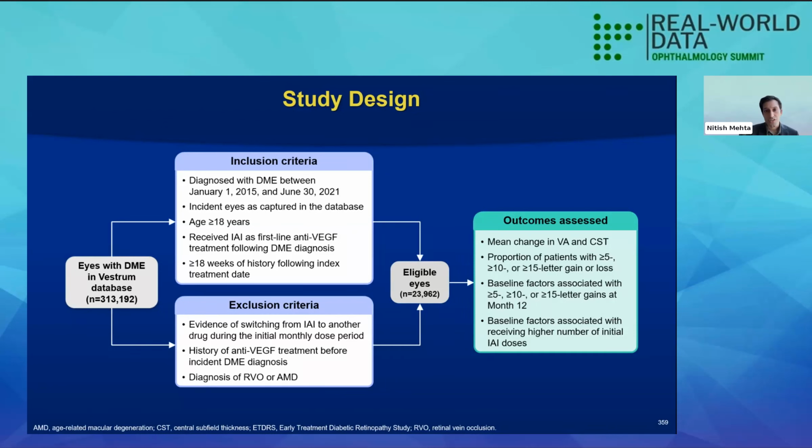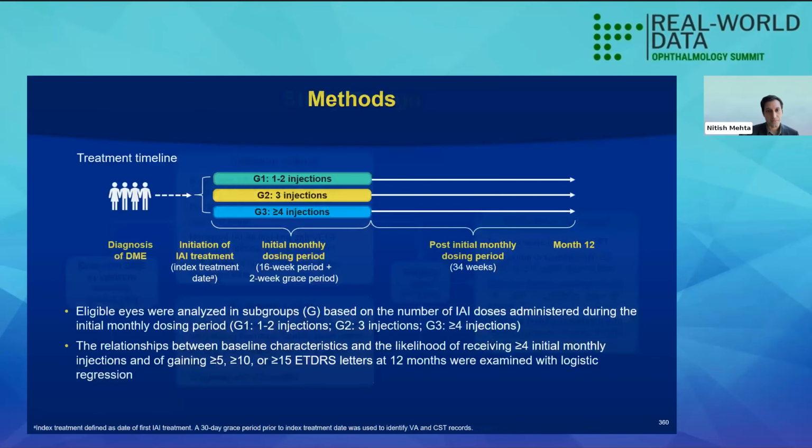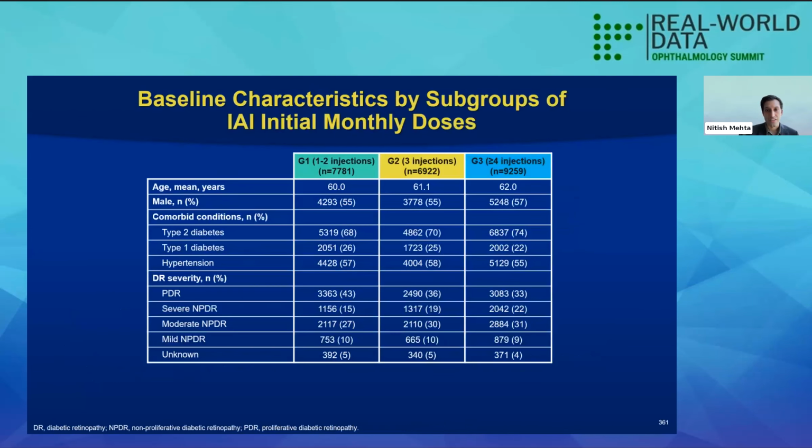The outcome measures were changes in VA and CST, the proportion of patients in our common vision gain and loss categories, and we looked for baseline factors associated with receiving different numbers of these initial doses. To facilitate the analysis, the cohort was divided into 3 subgroups: those that had received 1 to 2 injections, 3 injections, or 4 or more injections. Looking at the baseline characteristics, around 8,000 patients received 1 to 2, 7,000 received 3, and 9,000 received 4 or more.